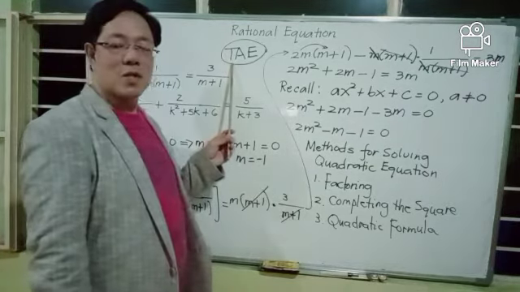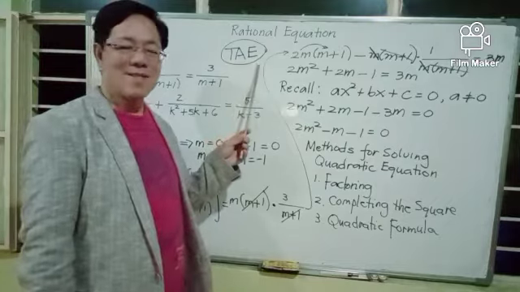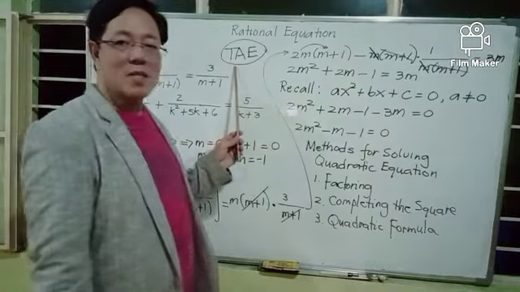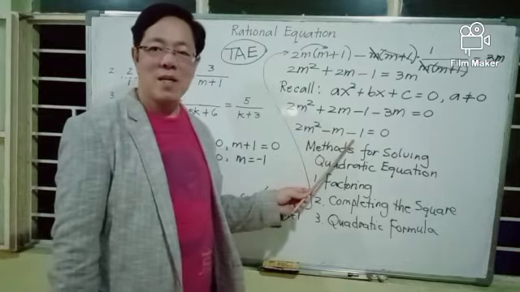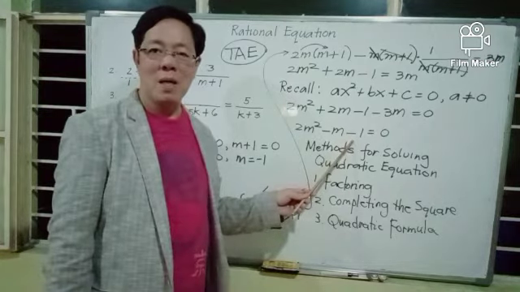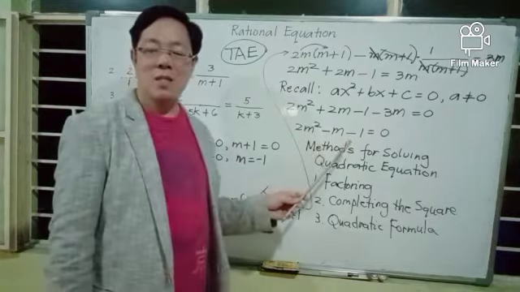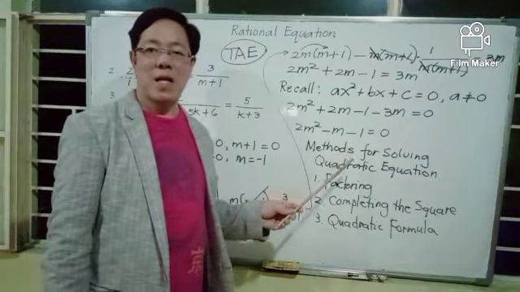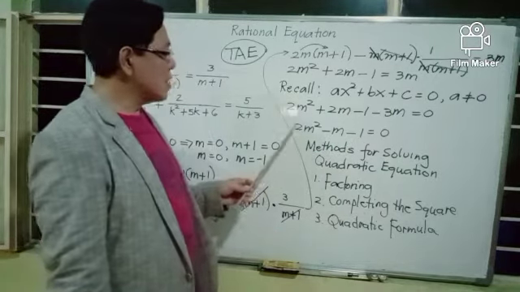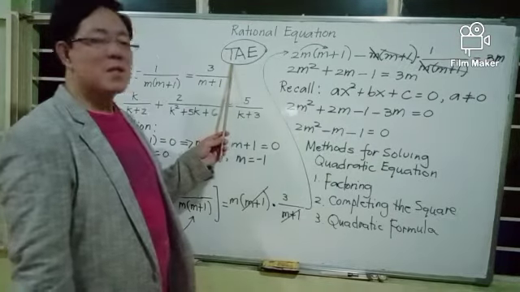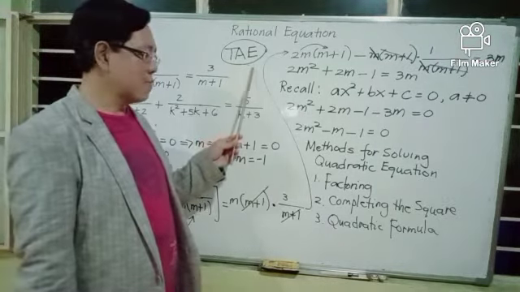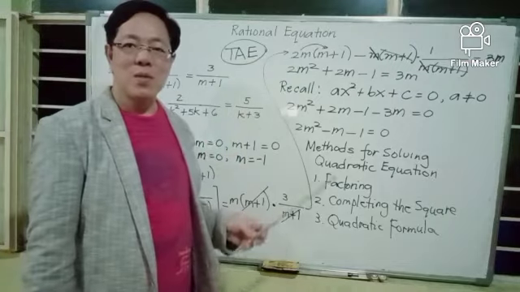This stands for trial and error. If the trinomial at the left-hand side is not a perfect trinomial, it cannot be written as a square of a sum or difference of two terms, then you try to factor this trinomial out by using trial and error. And that's what we will do now.